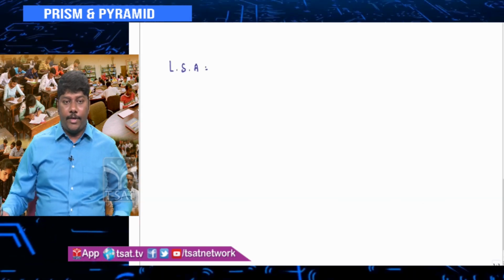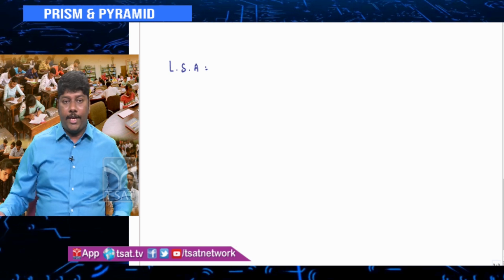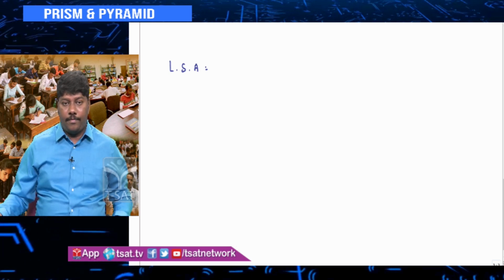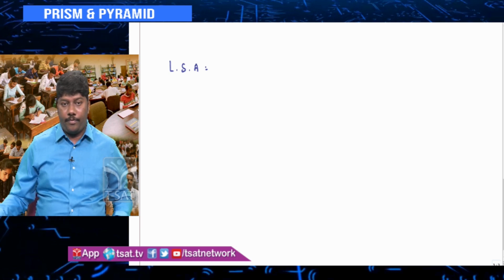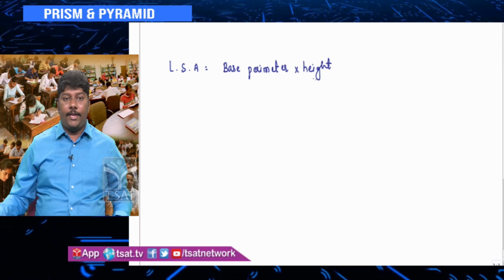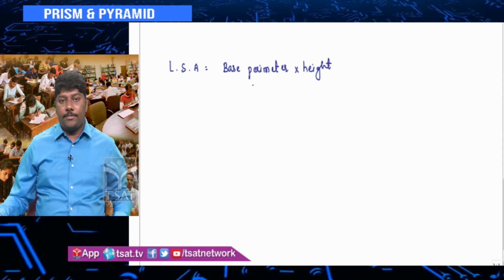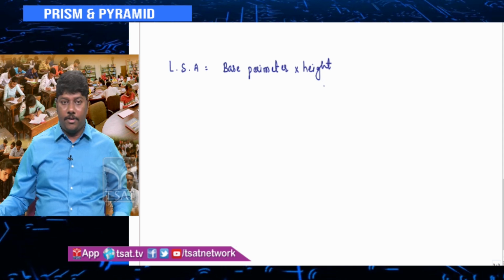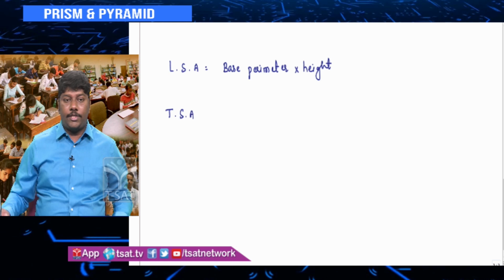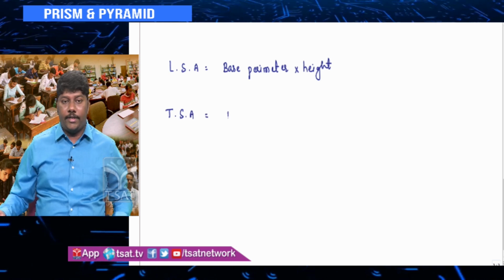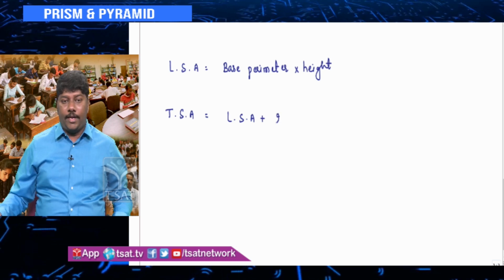So the lateral surface area of the prism is base perimeter into height. You will get a rectangle area. For this rectangle, length into breadth is the area, length becomes the base perimeter, okay, breadth becomes the height. If you want the total surface area, lateral means only sides, total means up and down surfaces also, you add them. So lateral surface area plus two base areas.